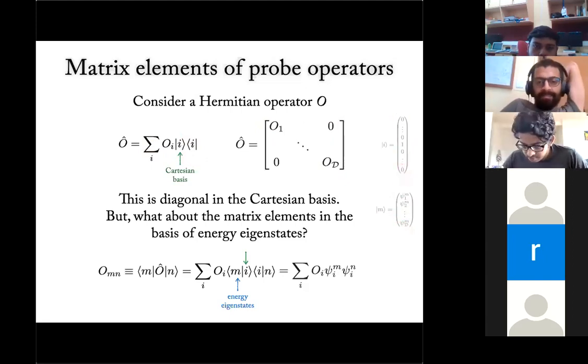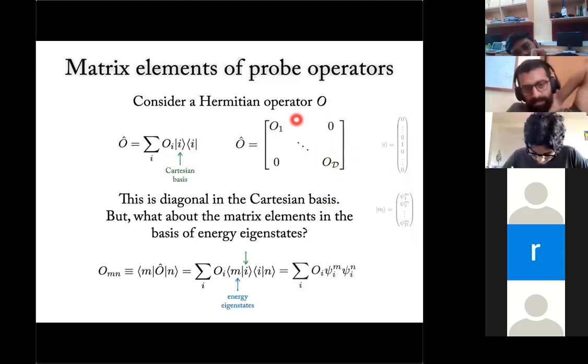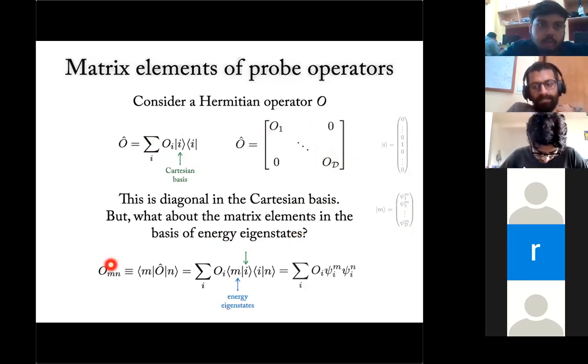Okay, so in this Cartesian basis, this is a diagonal matrix with these values. All right, so these are the eigenvalues. Now this is diagonal in the Cartesian basis. But what about the matrix elements in the basis of energy eigenstates? That's what we are interested in calculating. So we want to know what the components of this operator O, the matrix elements of this, are in the basis of energy eigenstates.